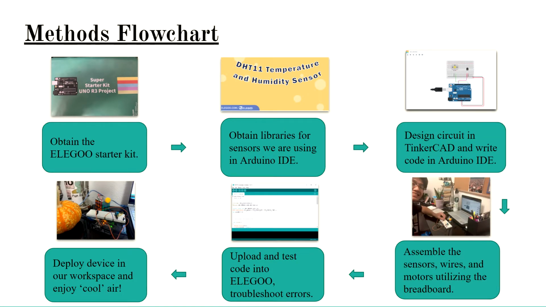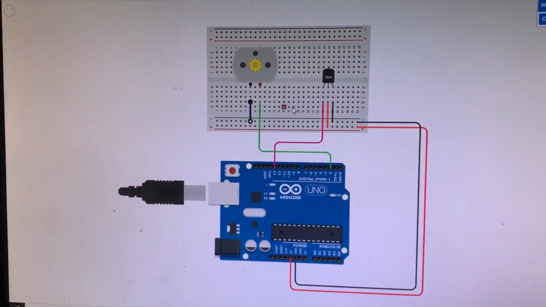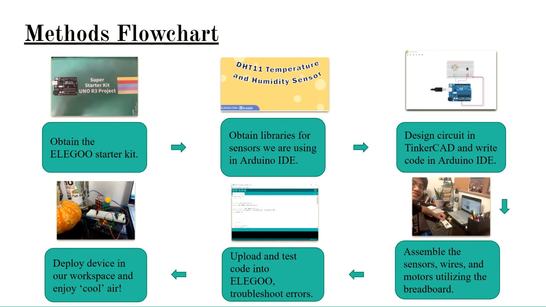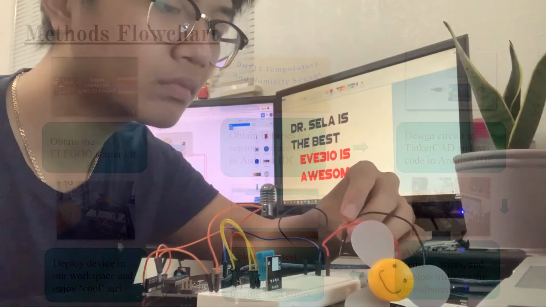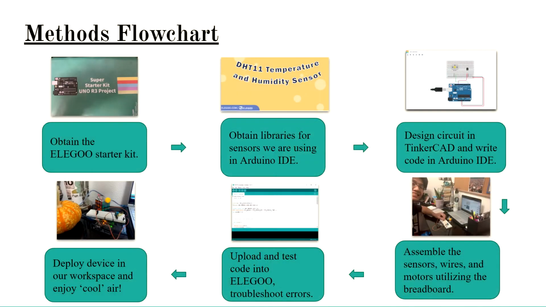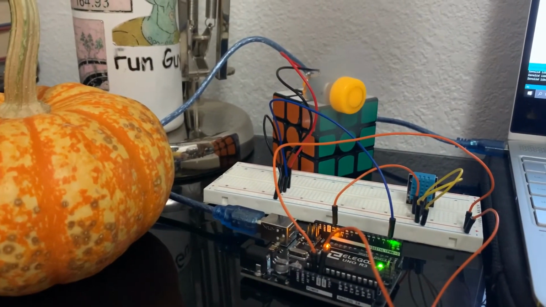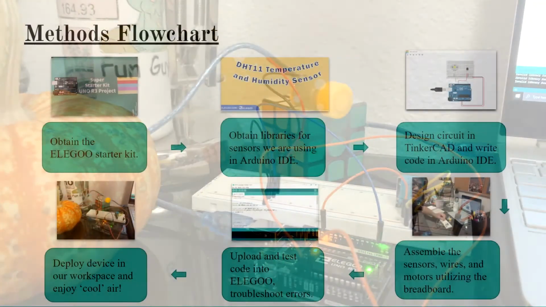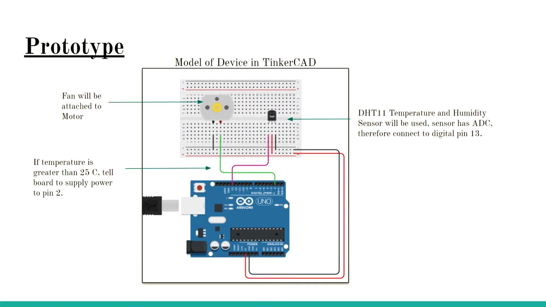Now for our methods flowchart. We first have to obtain the ELEGOO starter kit, which we received from the CAEE department. Then we gather the libraries for the sensors that we utilize in our device. After that, we designed the circuit in Tinkercad and wrote the code for our device in Arduino IDE. Then we built the device after our model in Tinkercad using supplies we got from our starter kit. When we finished making the device, we had to upload the code into the ELEGOO and troubleshoot any errors. After we fixed any errors that might have appeared, we deployed our device in our workspace so we can enjoy cool air.